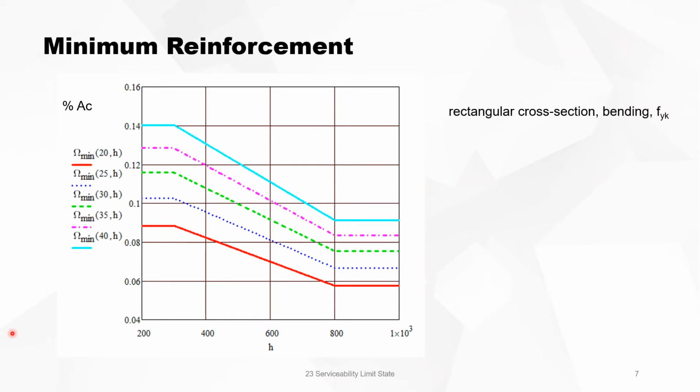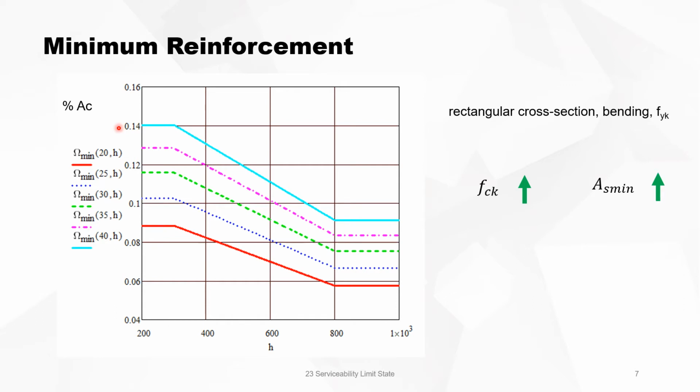Now, if we look at this formula and we make a little graph with on the x-axis the total depth of the beam, and on the y-axis the reinforcement as a percentage of the cross section, and we do that for different concrete grades, then you will see that if your concrete grade goes up, then the minimum required reinforcement as a percentage of the cross section goes up too.